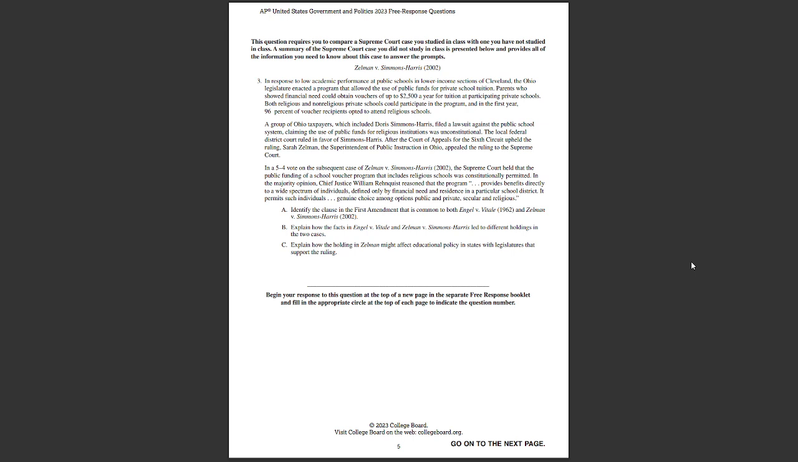And then C, explain how the holding in Zelman might affect educational policy in states with legislation that supports the ruling. I would say states with school vouchers may begin to allow vouchers or public money to go to religious schools. More states might permit this because they want students to have more religious learning opportunities. And this is pretty big with the whole school voucher movement that's growing in the country. But yeah, that's something to be on the lookout for as school vouchers and the idea of them expand nationwide.